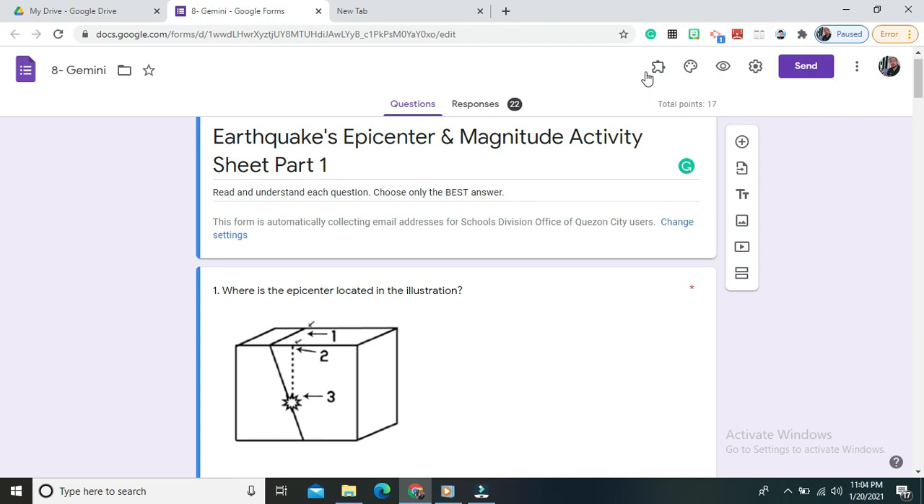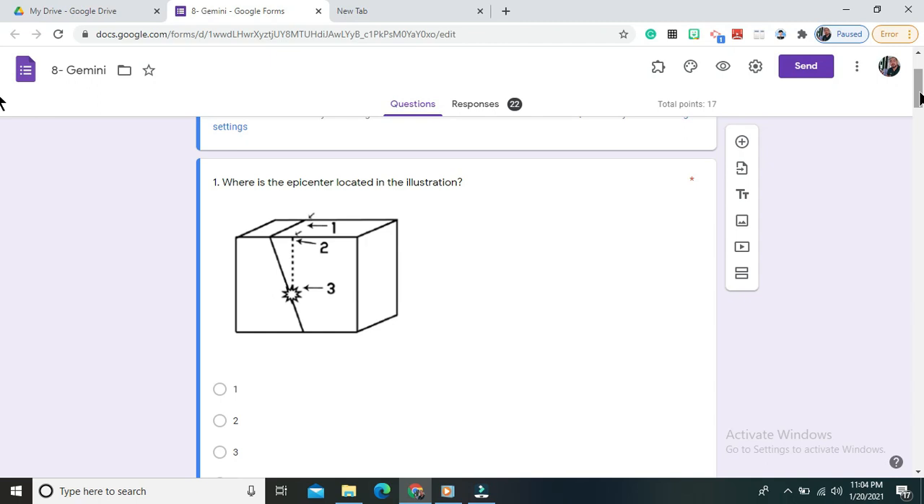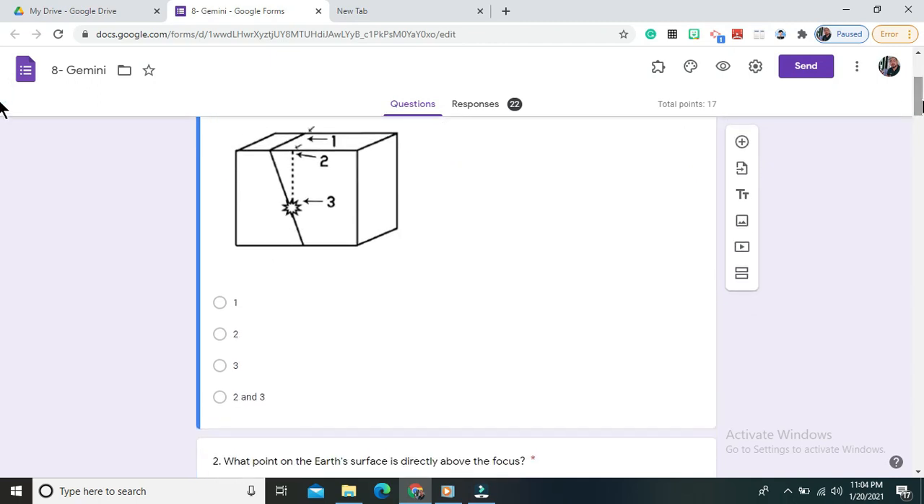For this video, I'm going to show you the answers in your activity sheet number 1, which is about earthquakes, epicenter, and magnitude. So let us now begin. Question number 1. Where is the epicenter located in the illustration? The correct answer is 2.